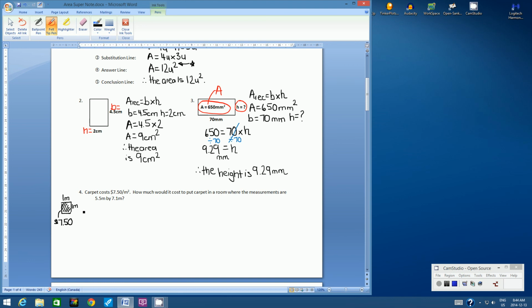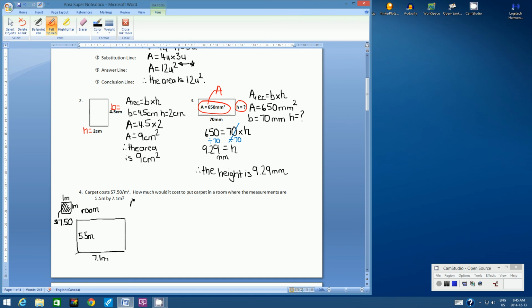Okay, so let's draw a little diagram to help us out. Whenever we have a word problem, it's always nice to have a very rough sketch of a diagram. So let's imagine that the room is a rectangle. Okay, and what are the dimensions? Well, the longer side is 7.1 meters, and then the shorter side is 5.5 meters. Because we're introducing this unit as area, this is probably going to start out as an area question. So let's do our 5-line solution.